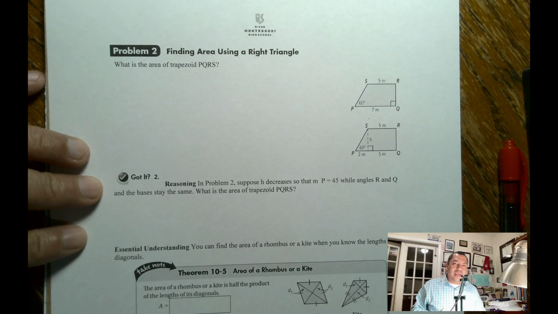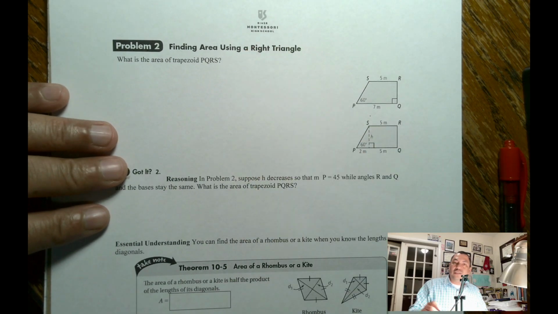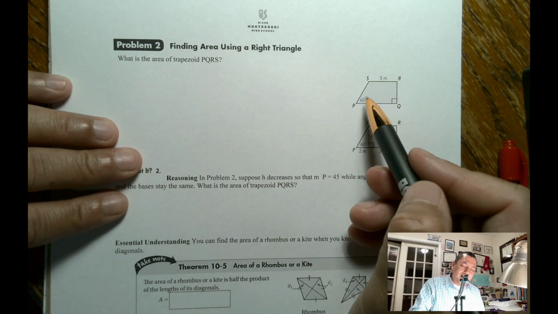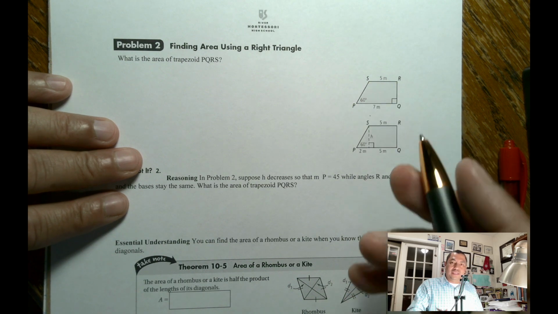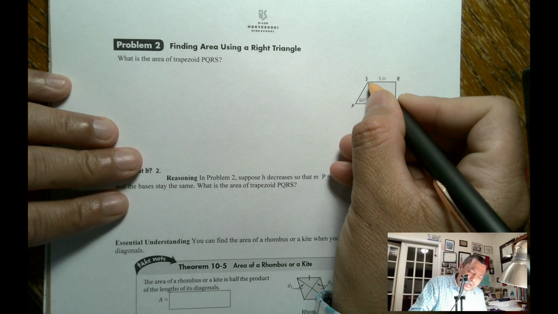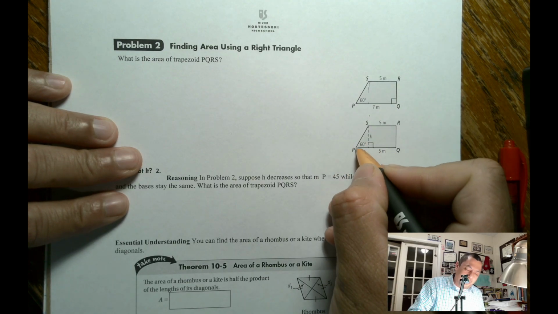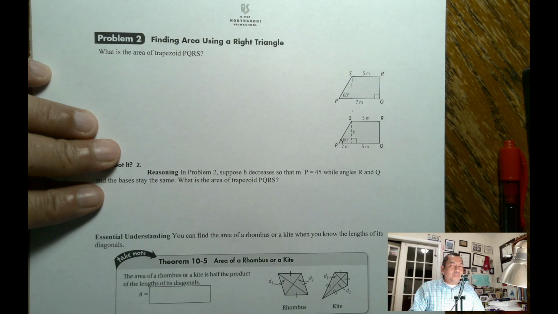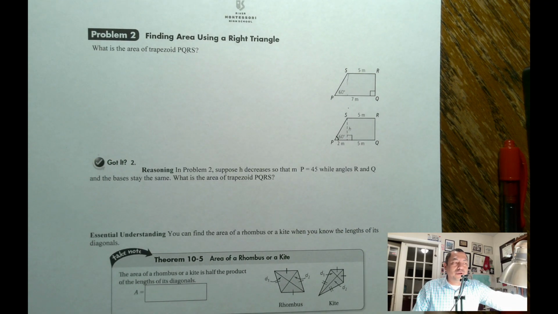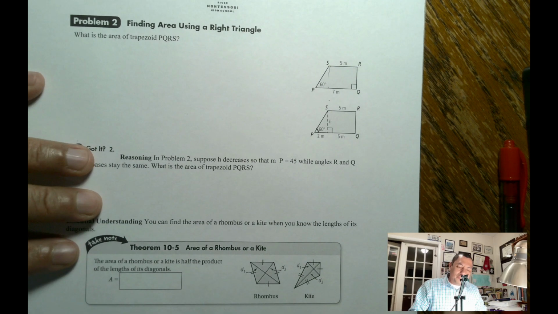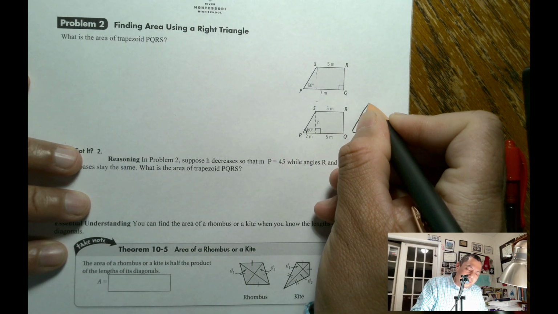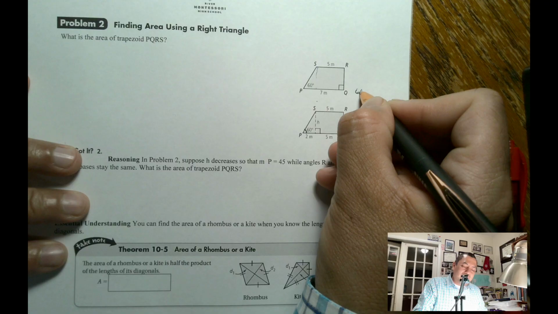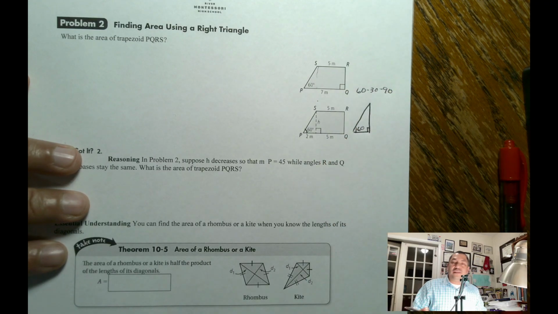In this case, I have: find the area using a right triangle. What is the area of the trapezoid PQRS? So I have PQRS. Step number 1, I'm going to draw an imaginary line here, creating the second triangle. And remember, they are giving me that this angle here is 60. With this information, I'm going to create a triangle. And remembering the previous chapter, this is 60, which means this is a 30-60-90 degree triangle.